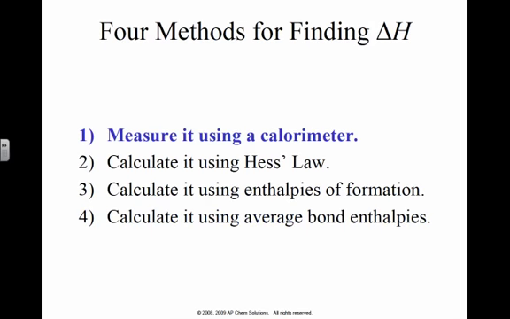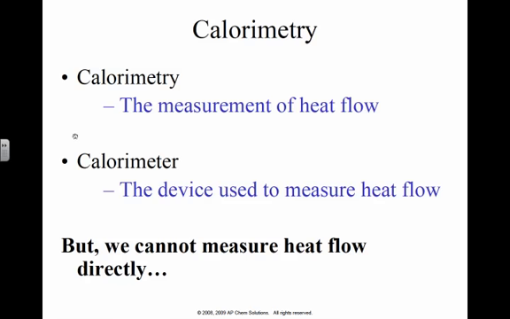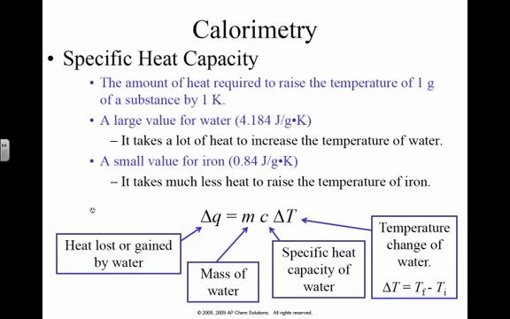There are 4 methods for finding delta H. We're just going to go over the first one today, measuring it using a calorimeter. Calorimetry is the measurement of heat flow from a hotter object to a colder object. We're going to use something called a calorimeter. It's the device that is used to measure the heat flow. You can't directly measure heat flow, but you can measure parts that add up to heat flow. And it's this equation right here, what I like to call Q equals MCAT.